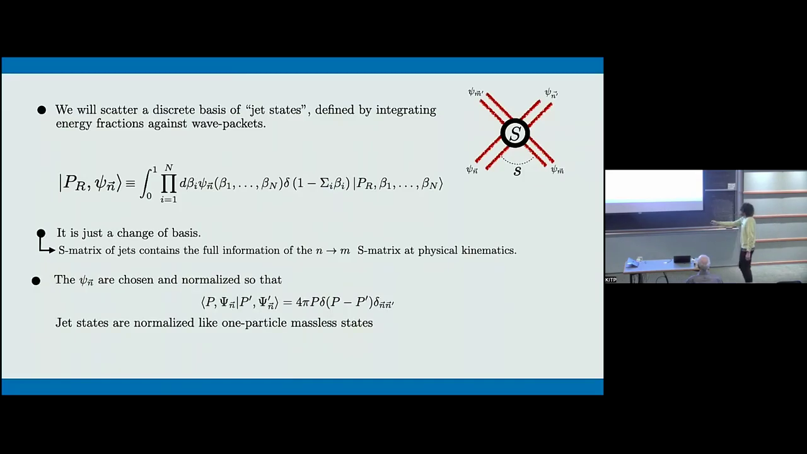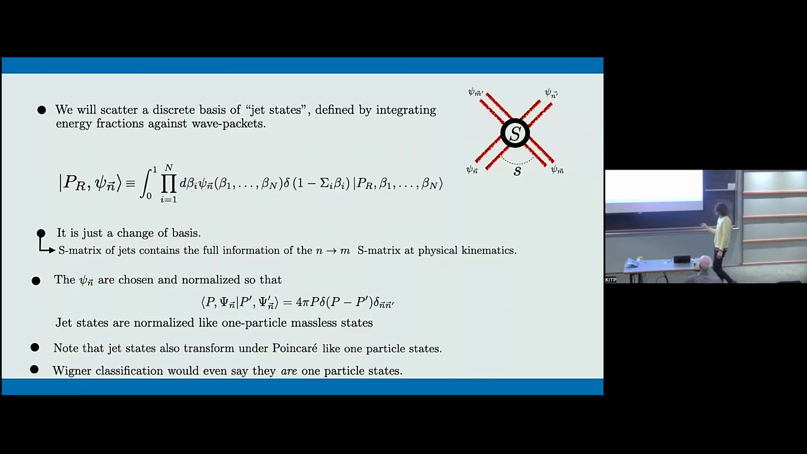Now, we choose these wave functions and normalize them so that the overlap of these states are normalized just like one particle massless states, okay? Now, notice that kinematically, these states transform under Poincaré just like other one particle massless states. So kinematically, they're somewhat indistinguishable from the fundamental Goldstones. So from Wigner classification, you even say that they are one particle states, only that they now carry this effectively infinite dimensional flavor index, which specifies this jet wave function.